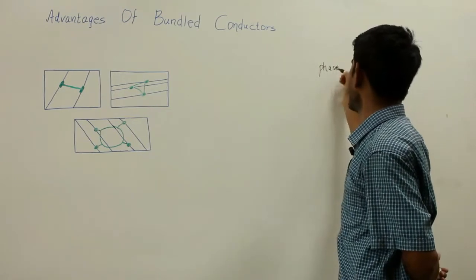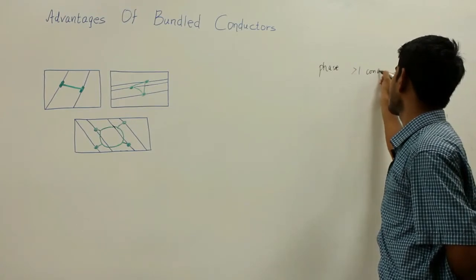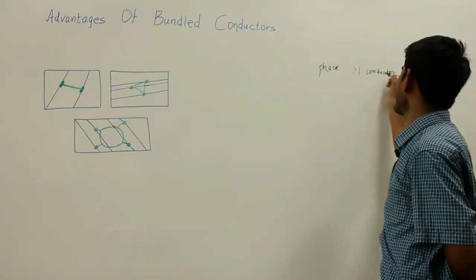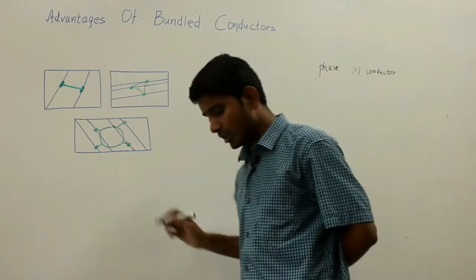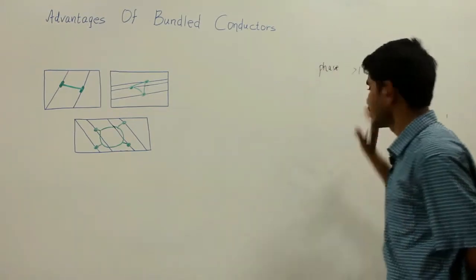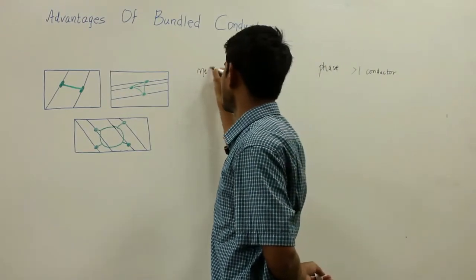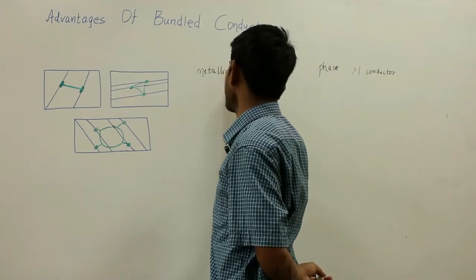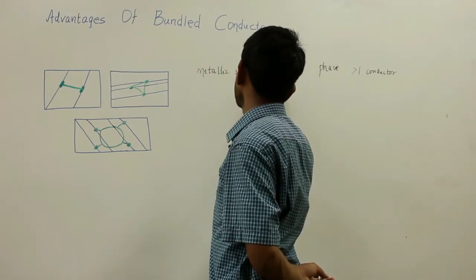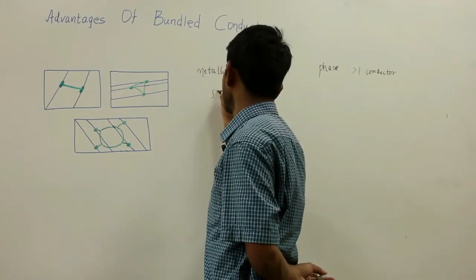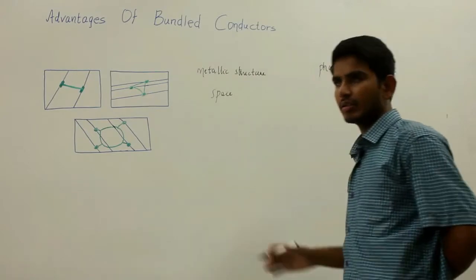If you have a phase with more than one conductor, then that conductor group can be called a bundle conductor. These conductors are grouped together by a metallic structure called a spacer, and this spacer joins all your conductors per phase.